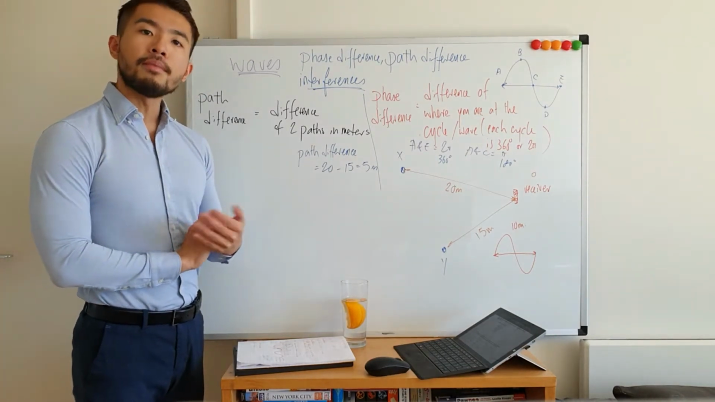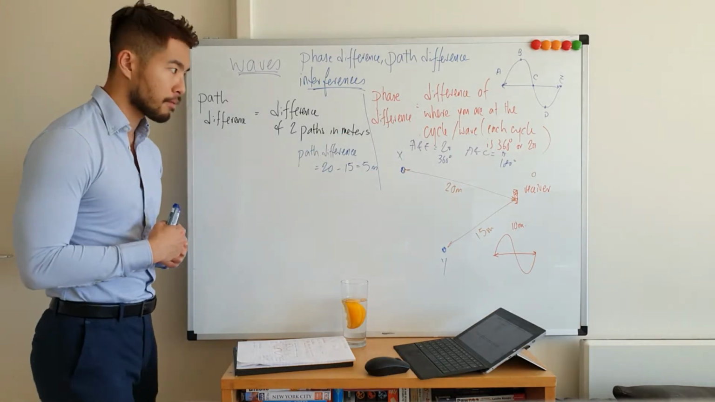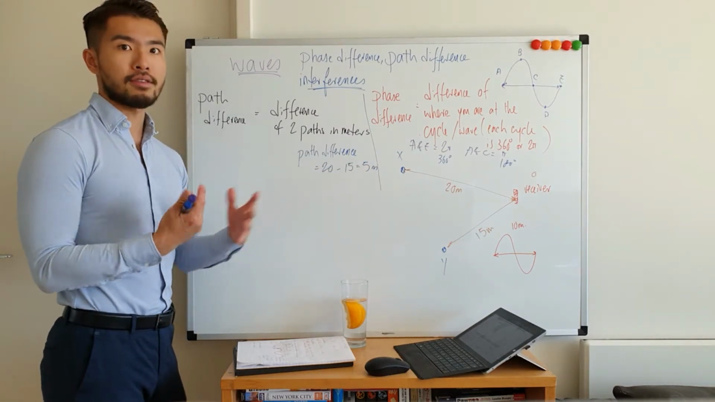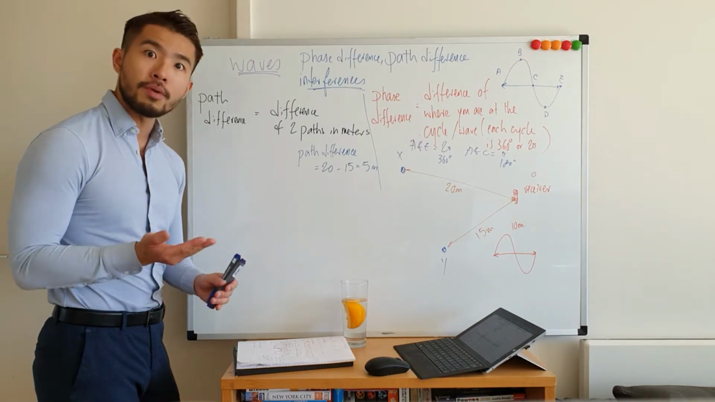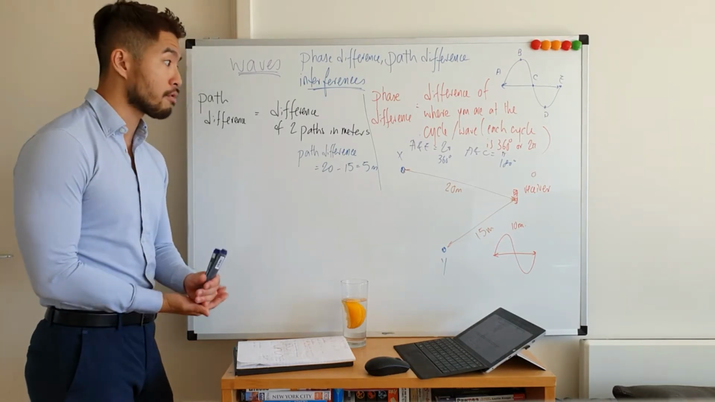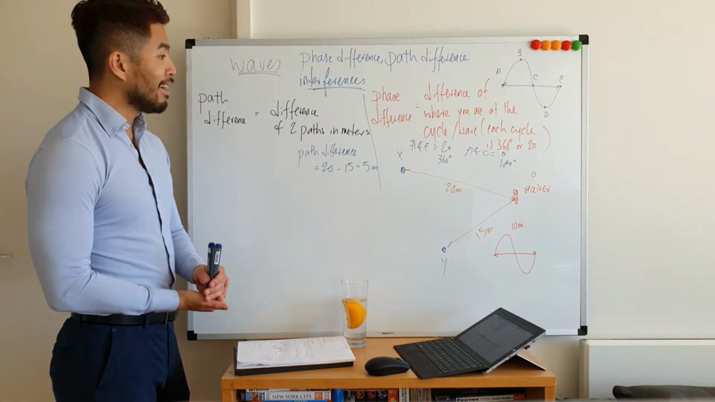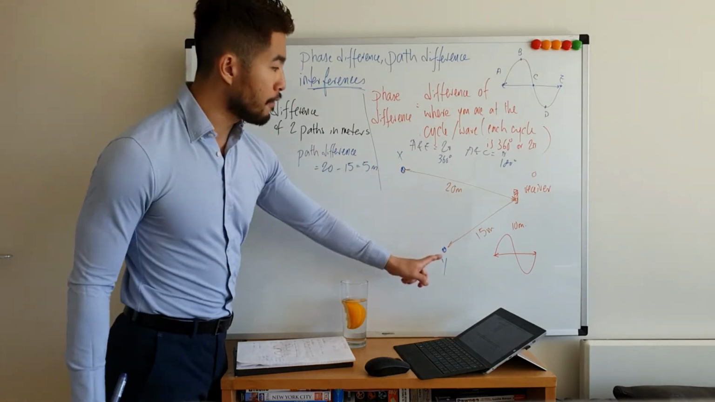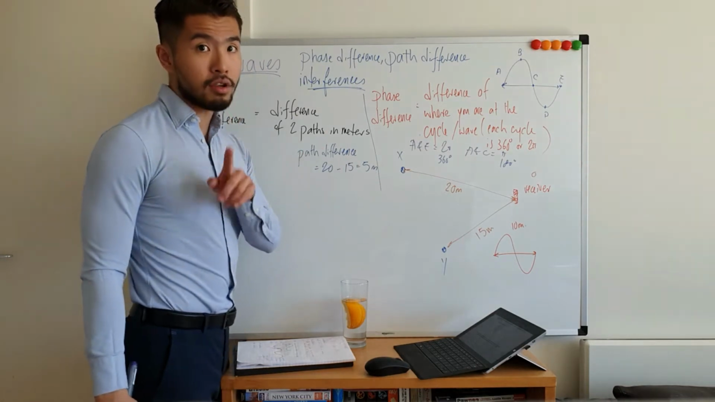So let me now link path difference and phase difference. If you have two sources, such as two loudspeakers, or in optics, it could be Young's double slit or a diffraction grating. If you have a 20 meter path in here and a 15 meter path in here, let's say that this is just an example.